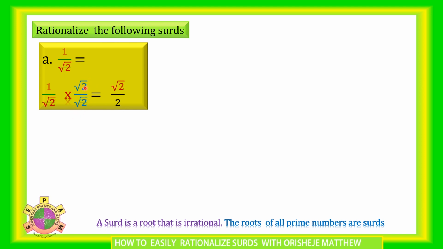Root 2 cancels root 2, it's like we are multiplying it by 1 tactically. So 1 multiplying root 2 will become root 2 in the numerator, while root 2 multiplied by root 2 is 2. So 1 over root 2 is the same thing as root 2 over 2.